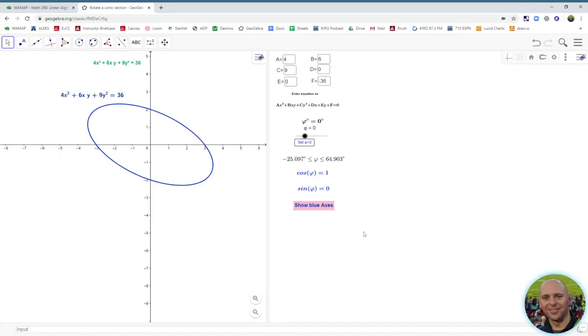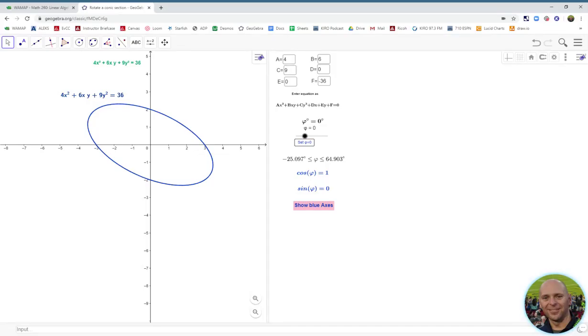In this particular demonstration, we can visualize a rotation of axes by looking at the ellipse that we've got here. And you can see that we do have an ellipse. Here's the equation of that ellipse as well. And you can see that there is a cross product term, the 6xy.